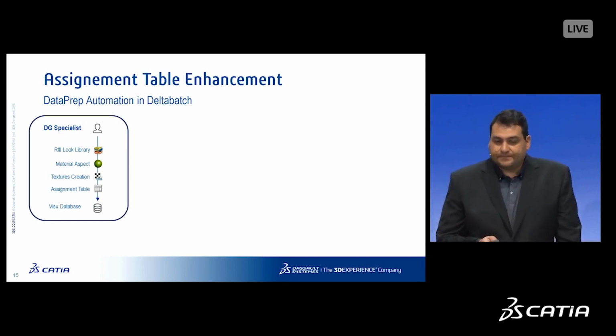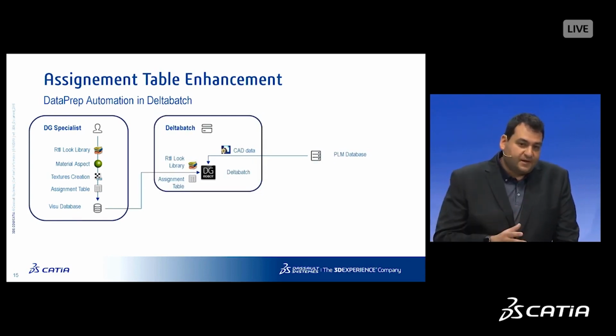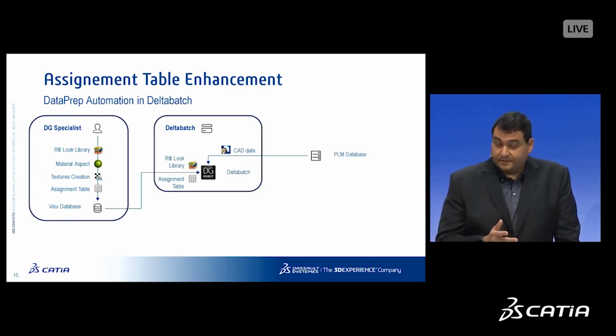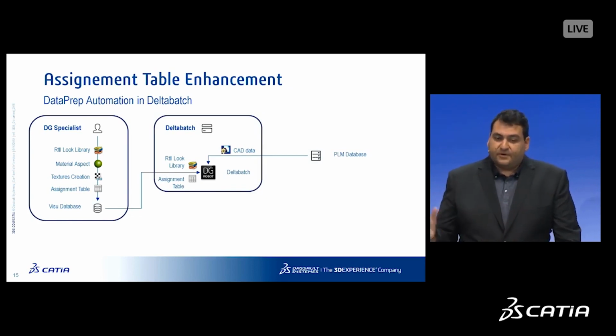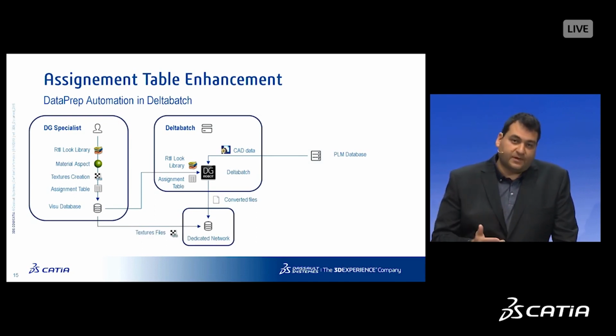And how it's working next. It's simple. You have your PLM database. Just extract the data you want to convert inside Delta Batch. So in Delta Batch, you will have your CAD data, your defined look library, and the assignment table you've defined, as I show you in the video before. So what's happening next? Delta Batch will convert all your files and will save them in your dedicated network. Inside this network, you just have to insert the textures file assigned to your material you've applied inside Delta Batch.